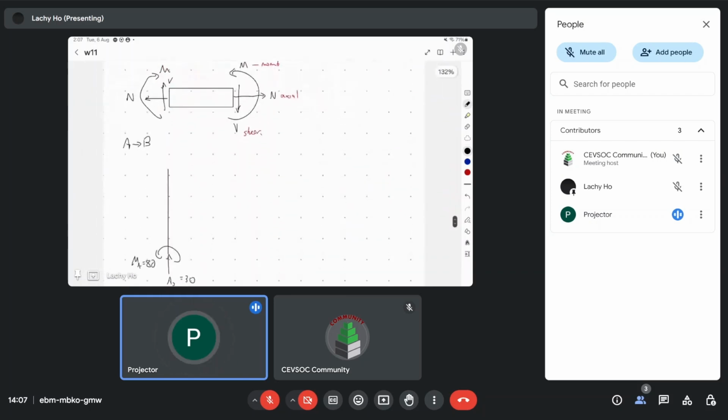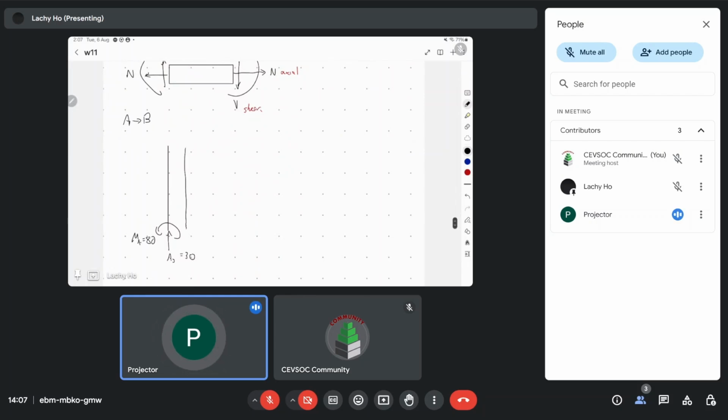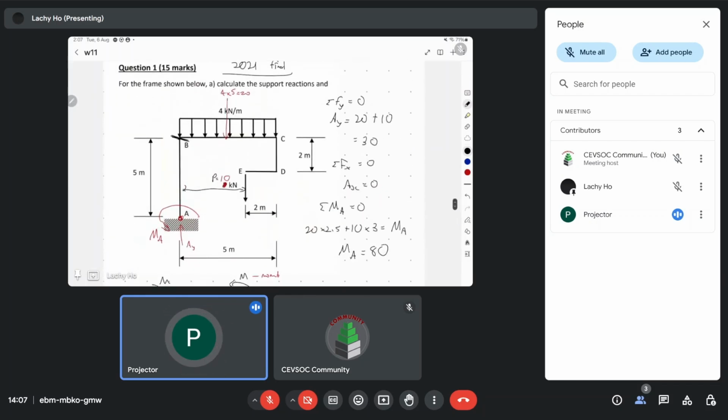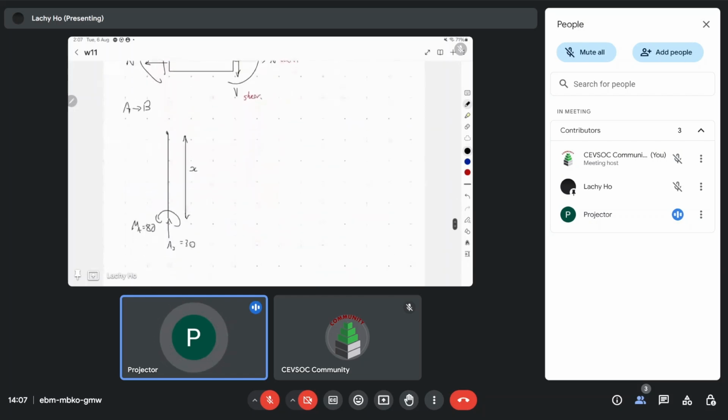Cheers. So we're going to pick a point somewhere along this frame of A to B, and let's just call it X. If X equals 5, then we're going to find the values at B. If X equals 2, we're going to find the values at this 2 meter mark. And so that's what we're going to use. We're going to use X.